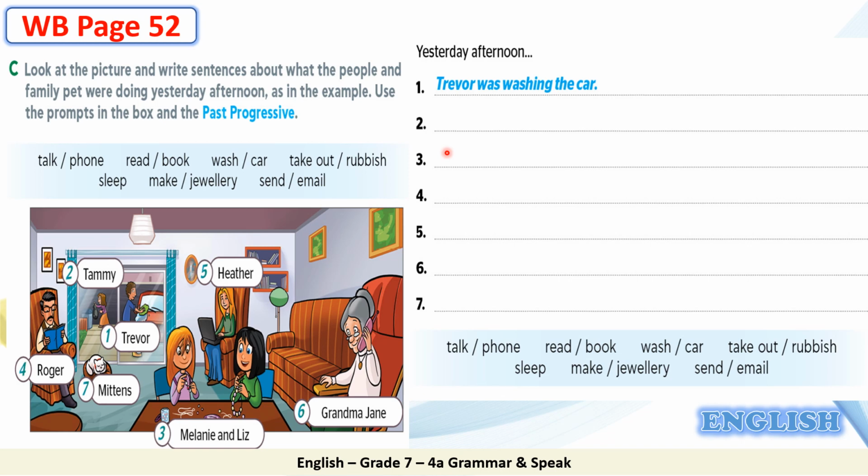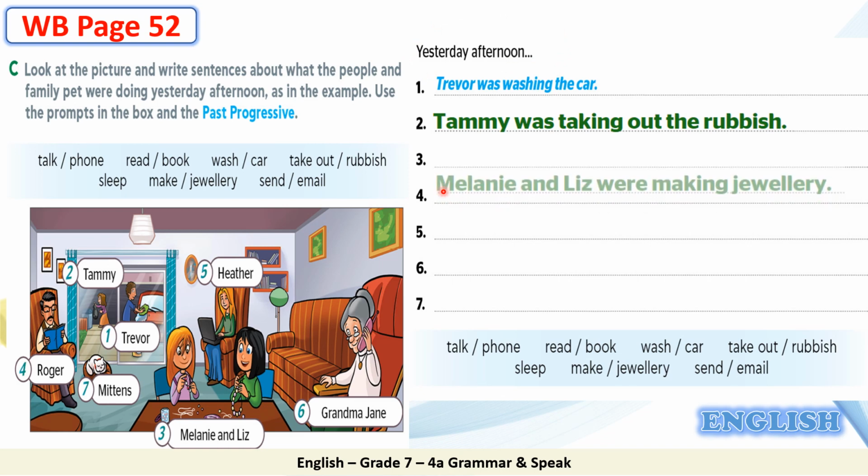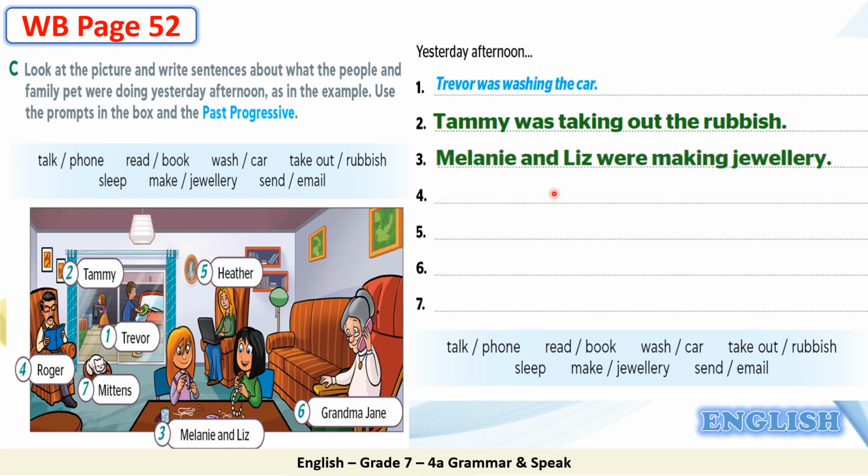Let's check your answers now. Tammy was taking out the rubbish. Excellent, students. Here you can see Tammy. She was taking out the rubbish yesterday afternoon. Melanie and Liz were making jewelry. Yes, here they are. They were making jewelry. Your answer is correct again.